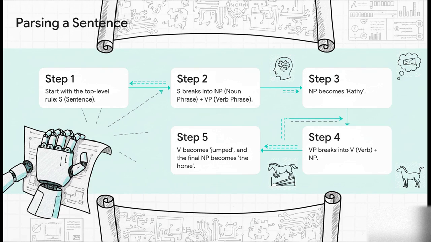So here's how it would work in practice. The machine starts at the top, S for sentence. Then it breaks it down, piece by piece, just following its rulebook. Okay, a sentence is a noun phrase plus a verb phrase. Then it breaks those down further. If it gets to the end and all the pieces fit perfectly into the blueprint, bam! The machine says, yep, this is a valid, grammatically correct sentence.